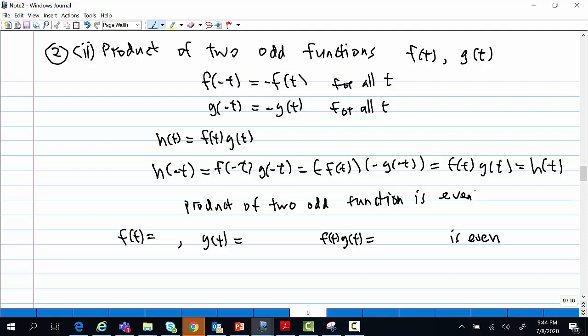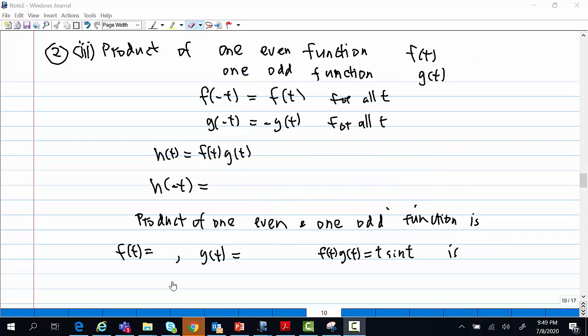Therefore, let's say f(t) equal to t, which is an odd function, and g(t) equal to sine t, which is an odd function. The product f(t)g(t) is t sine t, which is even.